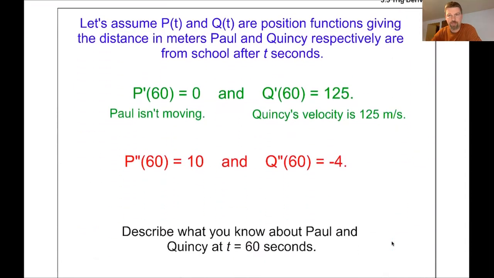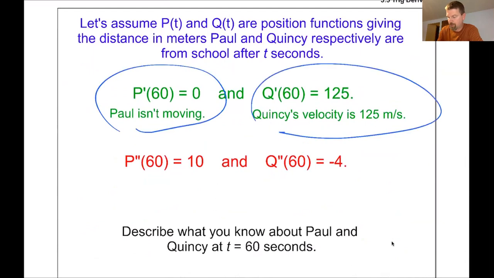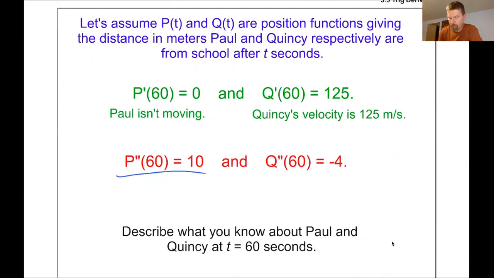Same thing. We still know this from previously. This was just what we answered before. Some new information: P double prime of 60 is 10, Q double prime of 60 is -4. See if you can describe what you know about Paul and Quincy from that. All right, so this is a measure of acceleration.